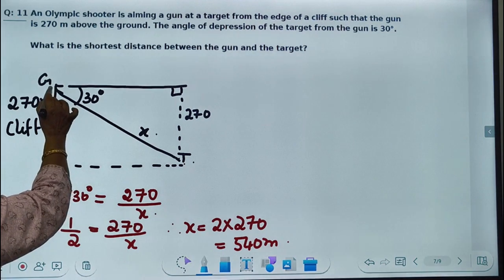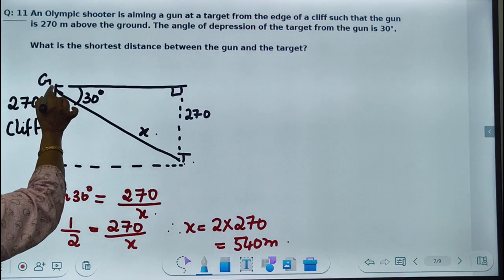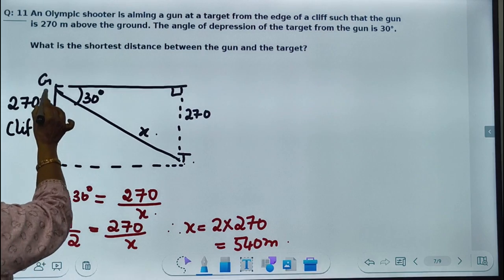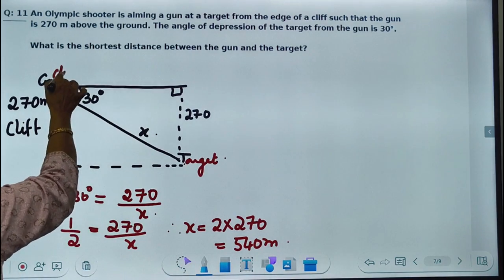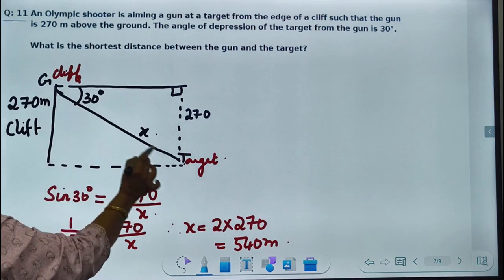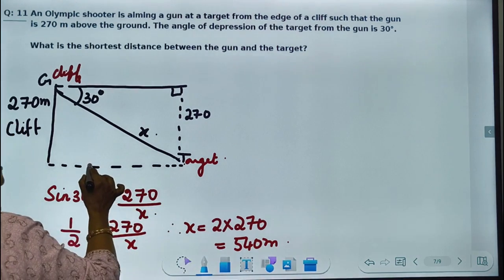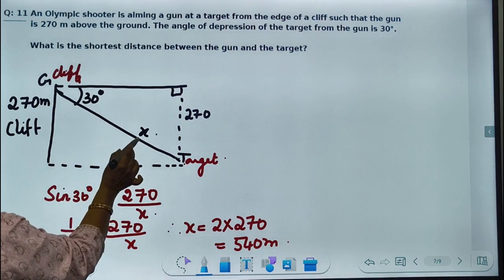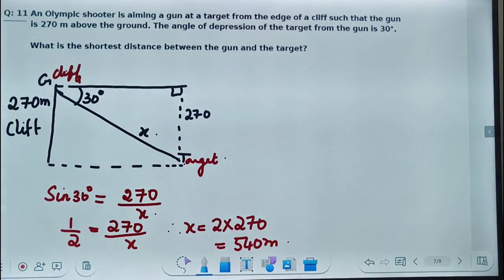So this is the cliff, and this is the person who is going to shoot from the top of the cliff. The height is 270 meters for the gun, and now this is the target. So the angle of depression is 30 degrees. If this is 270, then this also must be 270. We want to find the distance between G and T, so let it be x. What is the relationship connecting 270 and x? It is sine 30. So sine 30 equals 270 by x. Therefore x is 540 meters.